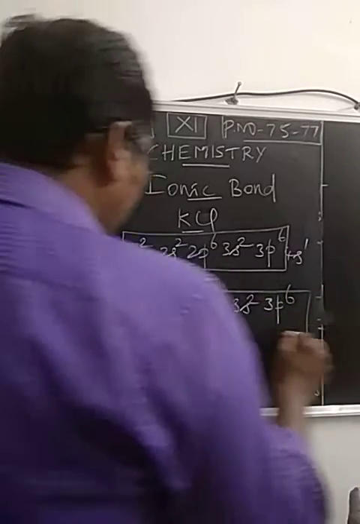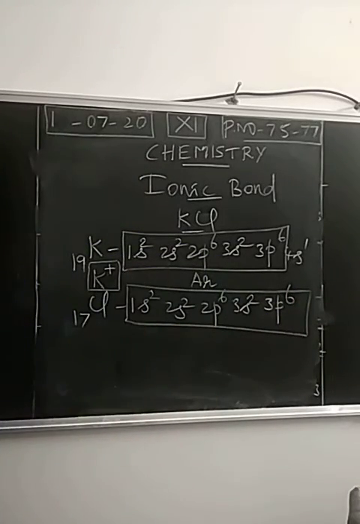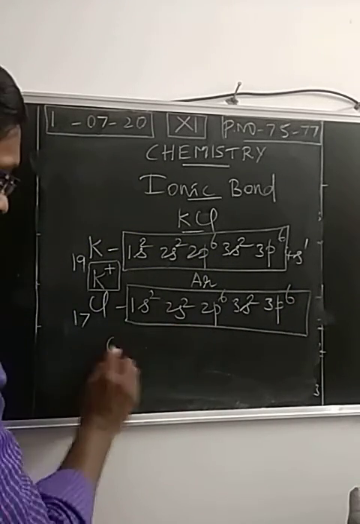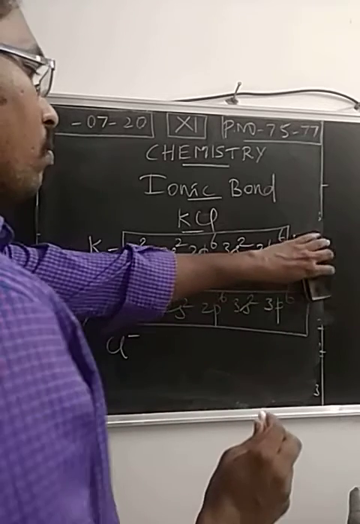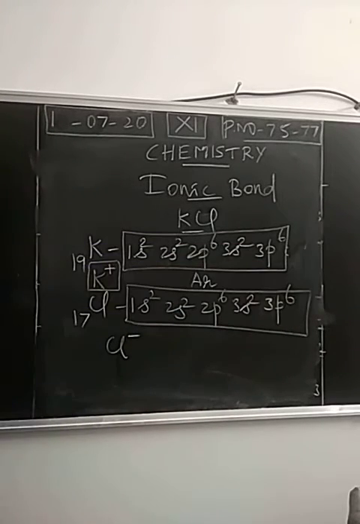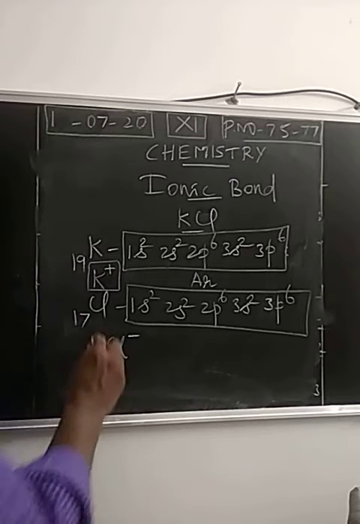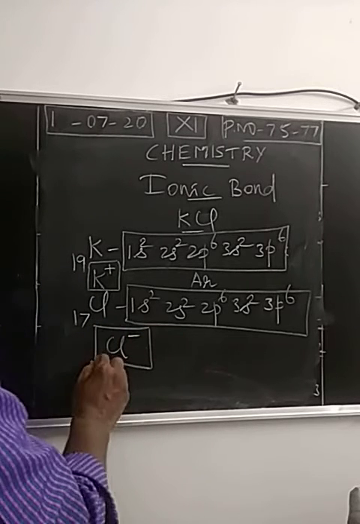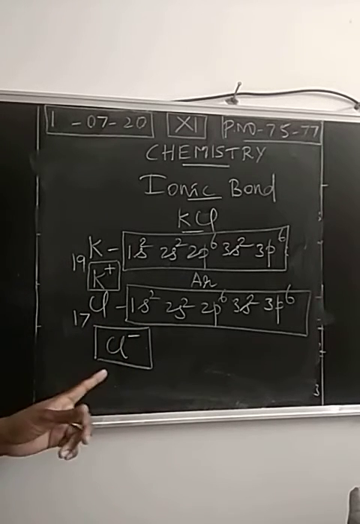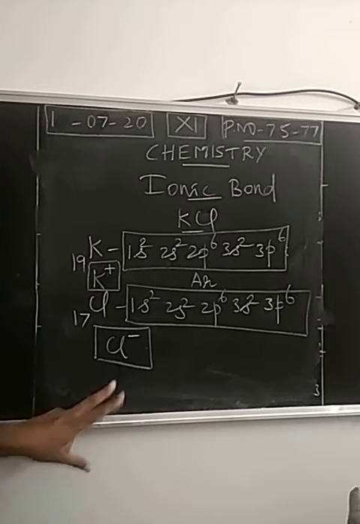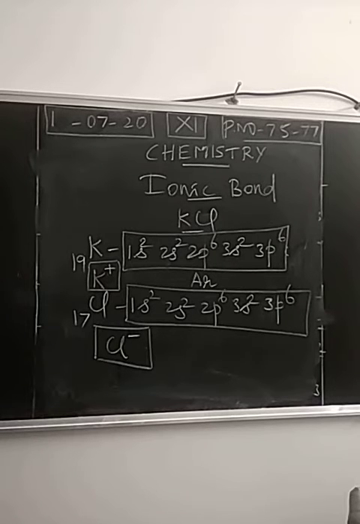So this is the electronic configuration of its nearest noble gas, argon. So that chlorine will become chloride anion. By losing an electron, potassium becomes potassium cation. The last electron is gained by the chlorine atom, so it becomes chloride anion.